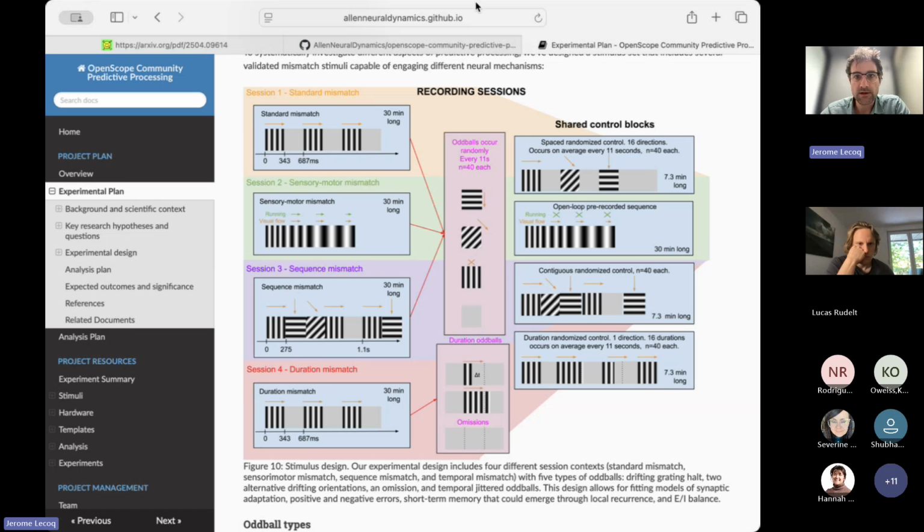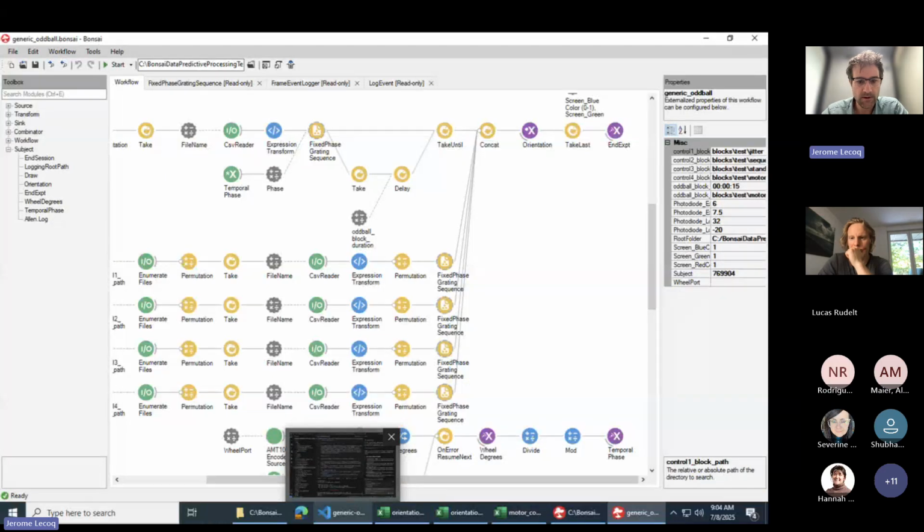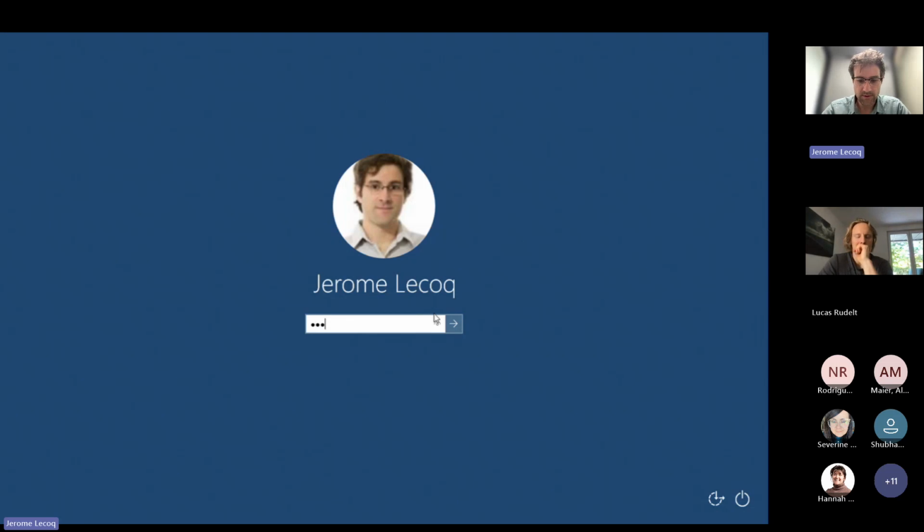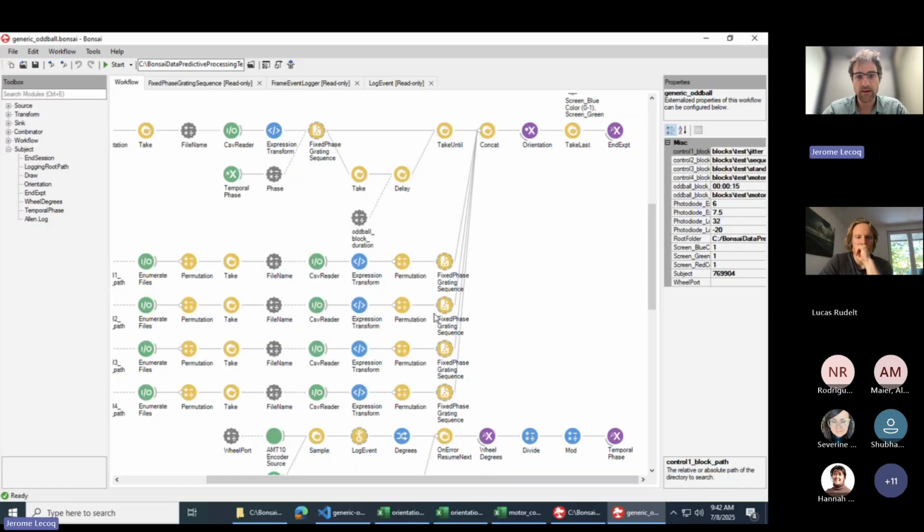Let me share, what I wanted to do was to share my Windows machine. Let's see if it works here. Okay. Can you see? Oh, you're on the logging screen. Can you see the Bonsai thing?